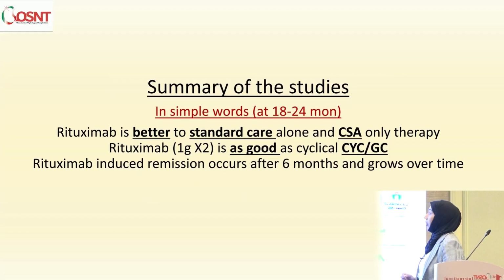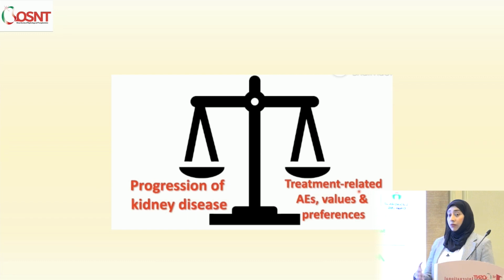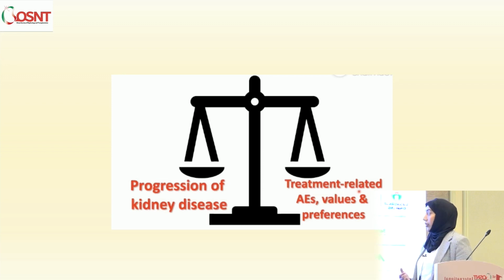So in summary of the studies, rituximab is better than standard care, better than cyclosporine, CNI. It is as good as cyclophosphamide and corticosteroid. With this, you have more options for treatment, so maybe you need to balance again the risk of immunosuppression as well as the risk of non-response and the prevention of kidney disease.